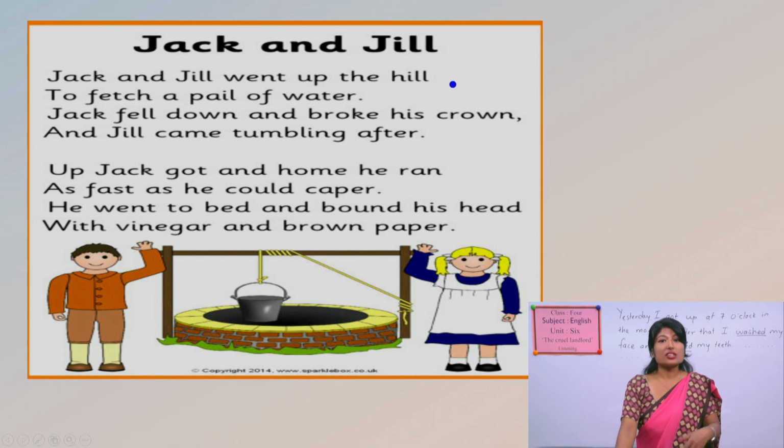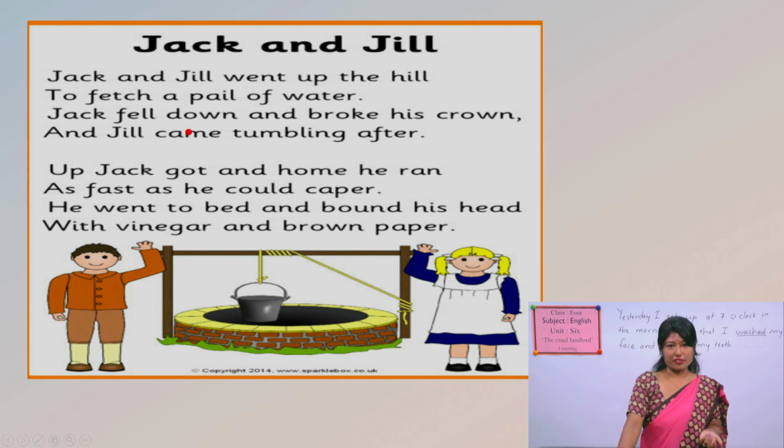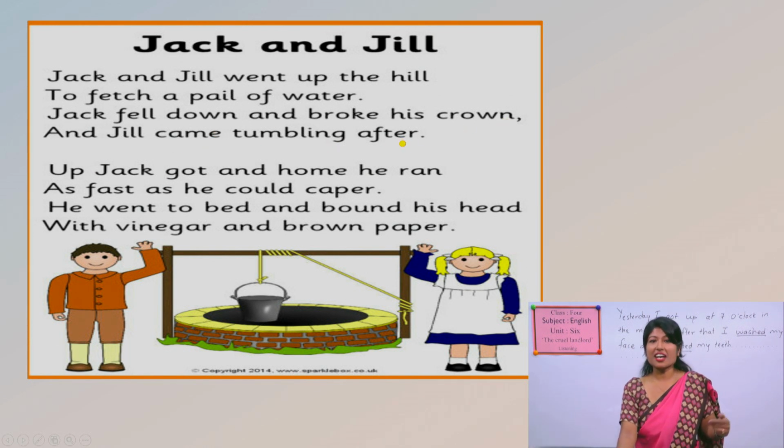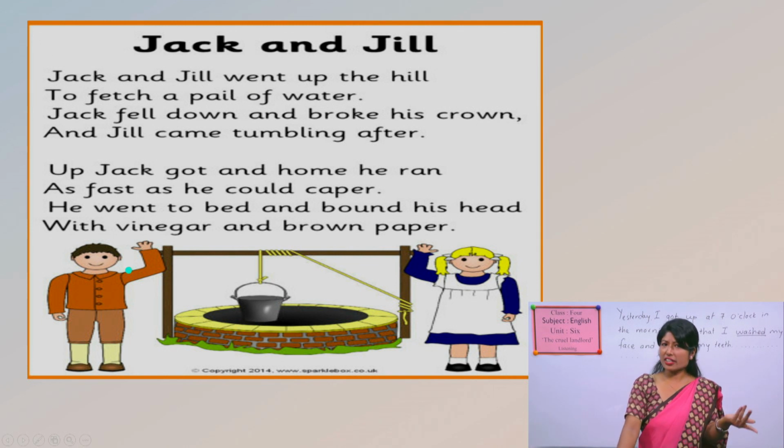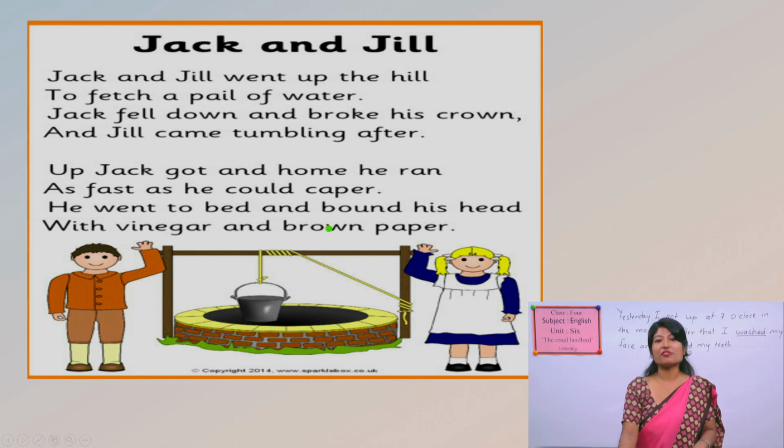Jack and Jill went up the hill to fetch a pail of water. Jack fell down and broke his crown, and Jill came tumbling after. Up Jack got, and home he ran as fast as he could caper. He went to bed and bound his head with vinegar and brown paper. Once again, Jack and Jill went up the hill to fetch a pail of water. Jack fell down and broke his crown, and Jill came tumbling after. Up Jack got, and home he ran as fast as he could caper. He went to bed and bound his head with vinegar and brown paper.